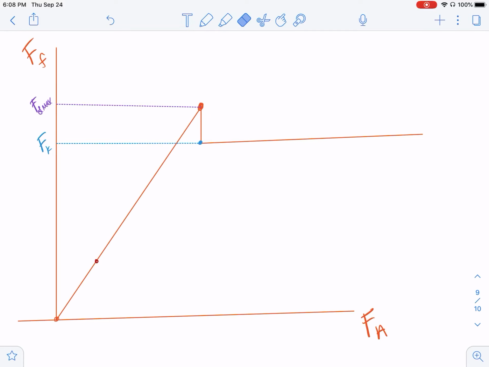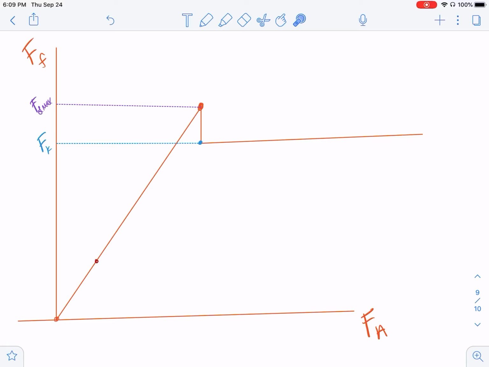Okay, so in this video, we are going to talk about the relationship of force applied to the force of friction. So I have a diagram here for us to get started. We have force applied on our x-axis, force of friction on our y-axis. And there's some key things that we need to see. So to start, we both start at zero. So if you have no force applied, then you have no force of friction.